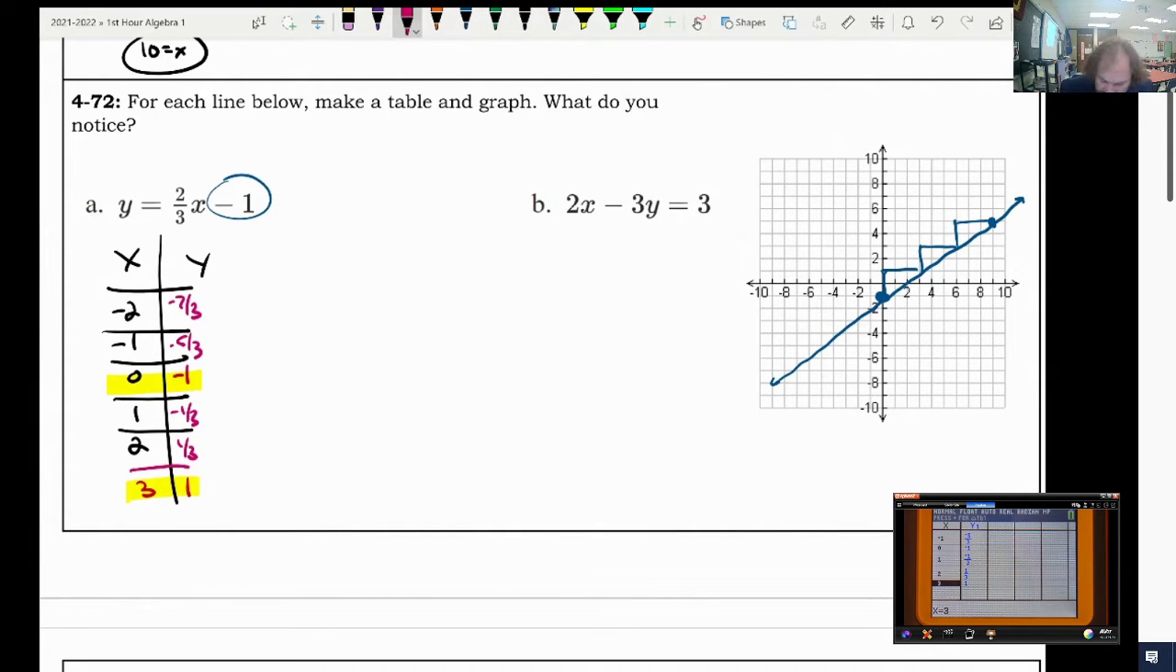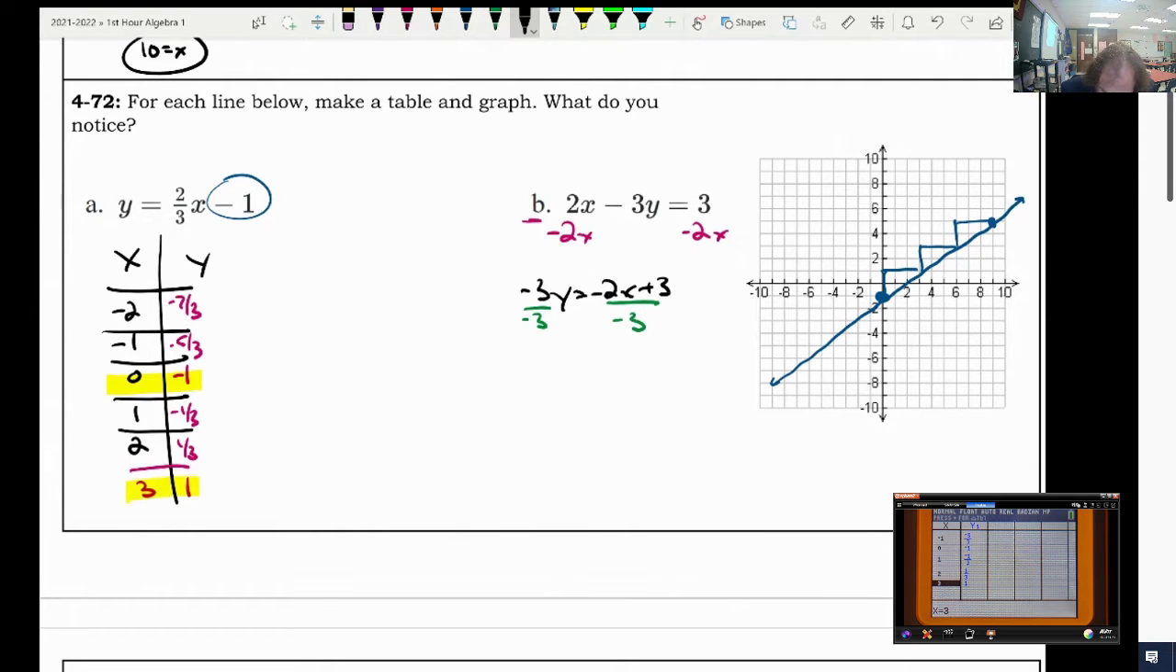The next line is not going to be as easy to do because this is in standard form. However, I think probably the best way to make this happen would be to actually solve it for y. Subtract 2x from both sides. We'll get -3y equals -2x plus 3, and then we'll divide everything by -3 to get them to cancel out.